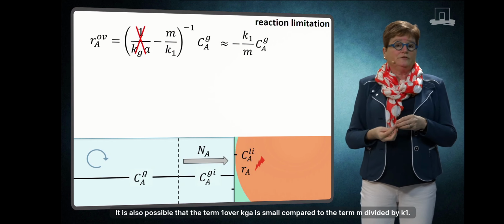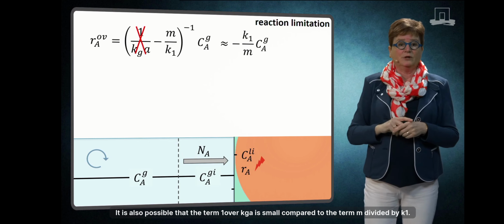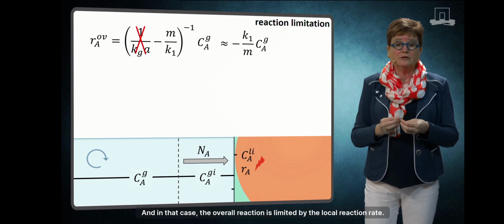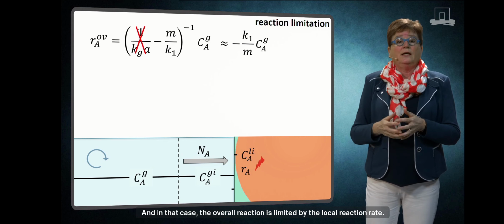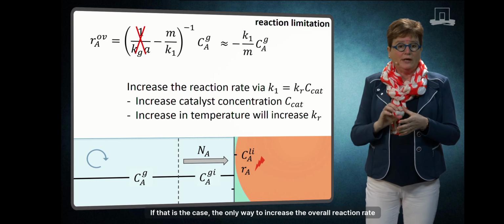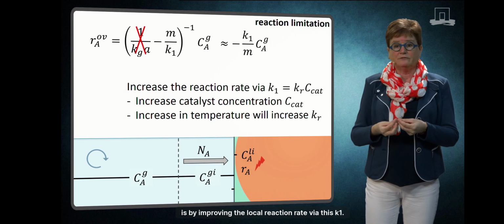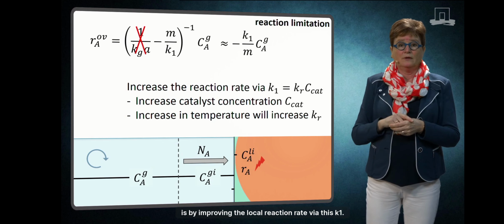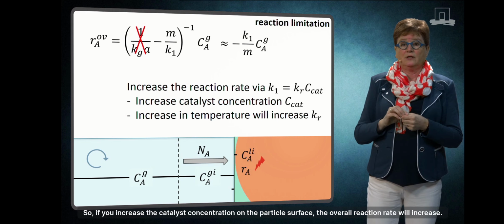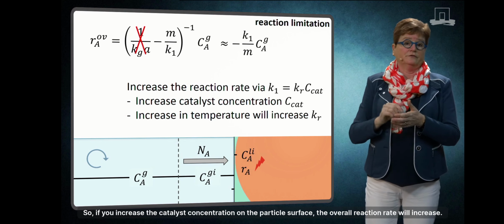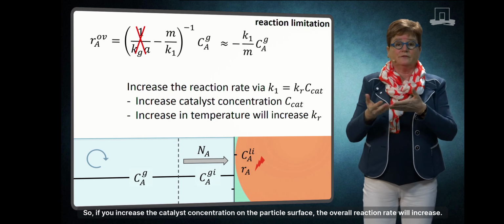It's also possible that the term 1 over kGa is small compared to the term m divided by k1, and in that case, the overall reaction is limited by the local reaction rate. If that's the case, the only way to increase the overall reaction rate is by improving the local reaction rate via this k1. And remember that k1 is the rate constant times the catalyst concentration. So if you increase the catalyst concentration on the particle surface, the overall reaction rate will increase.